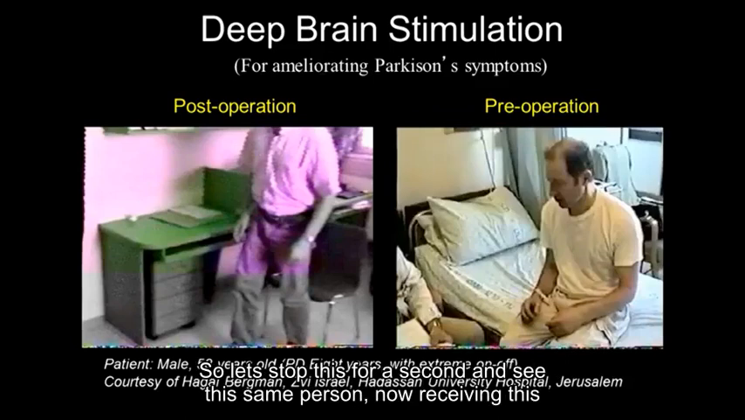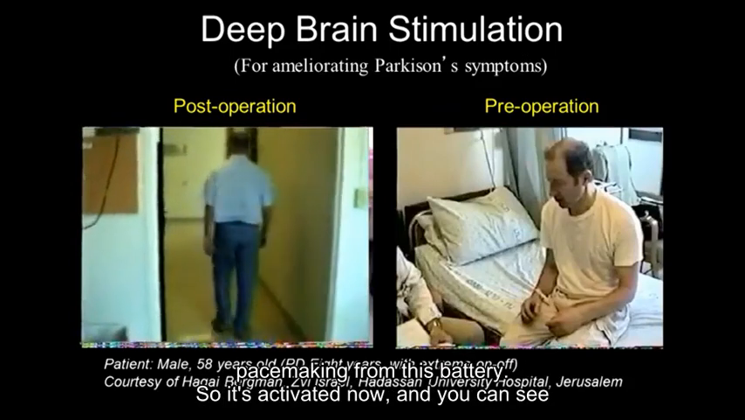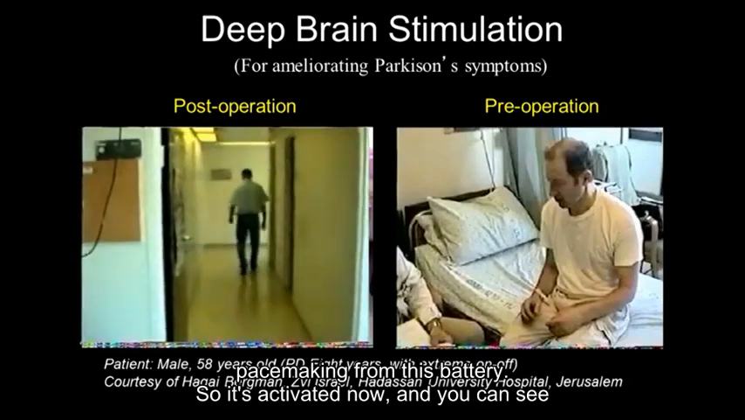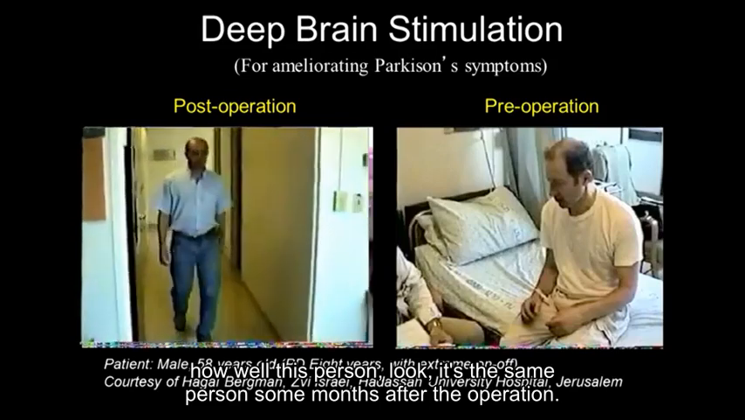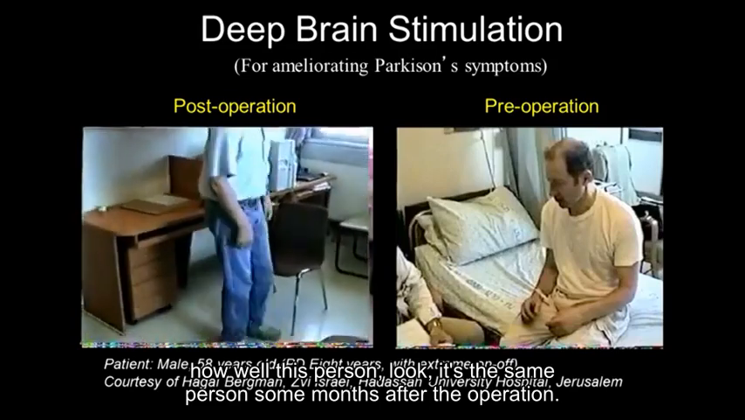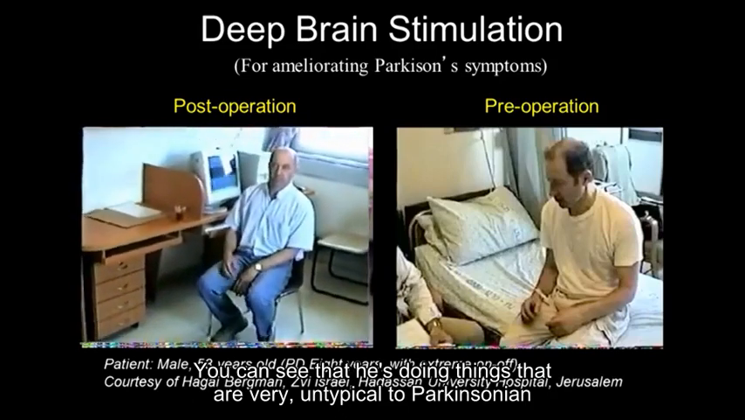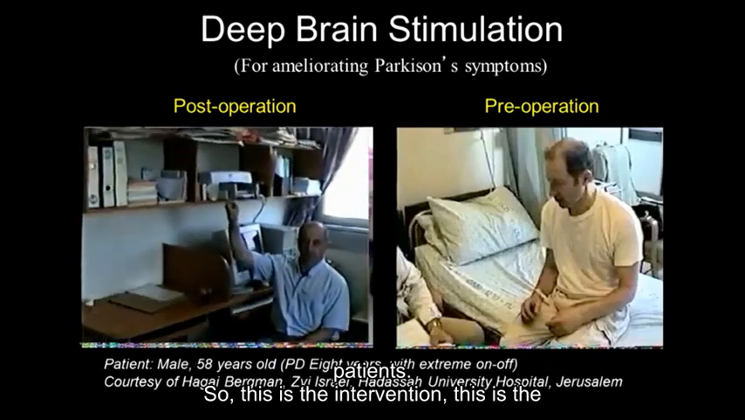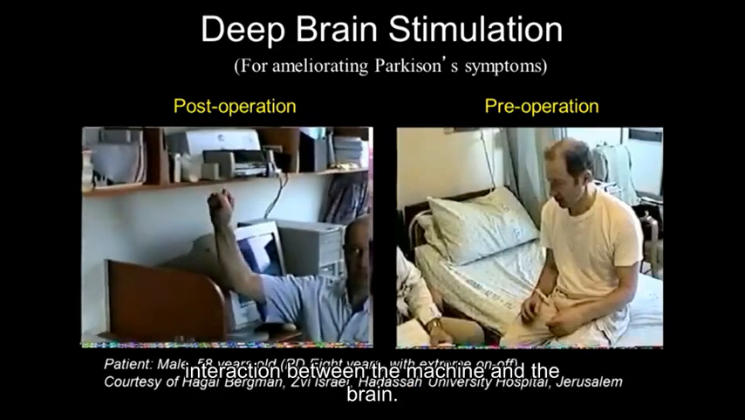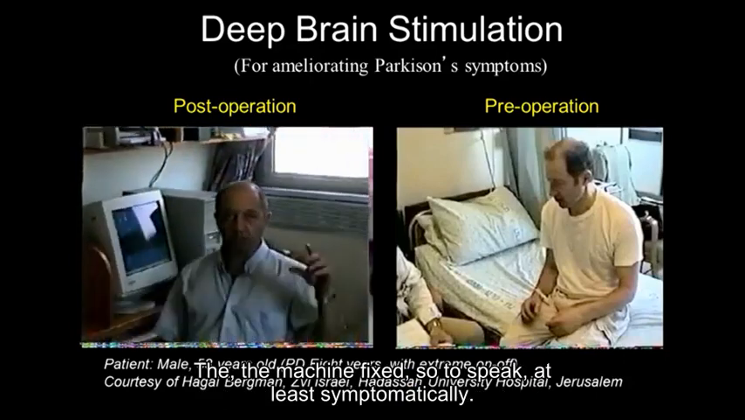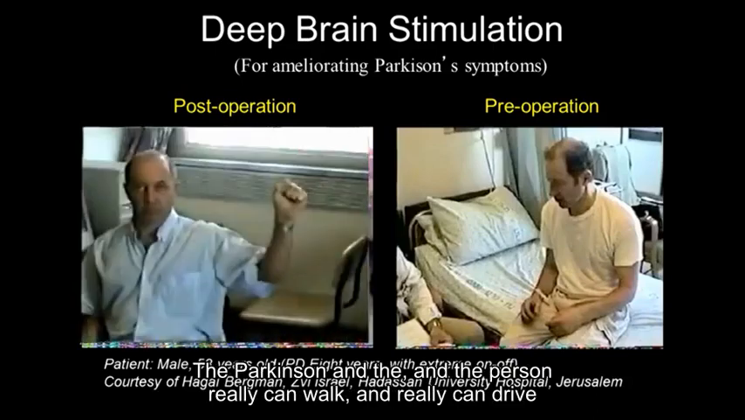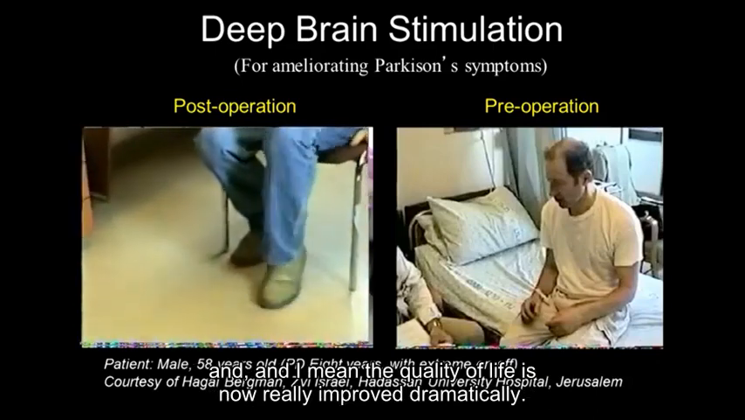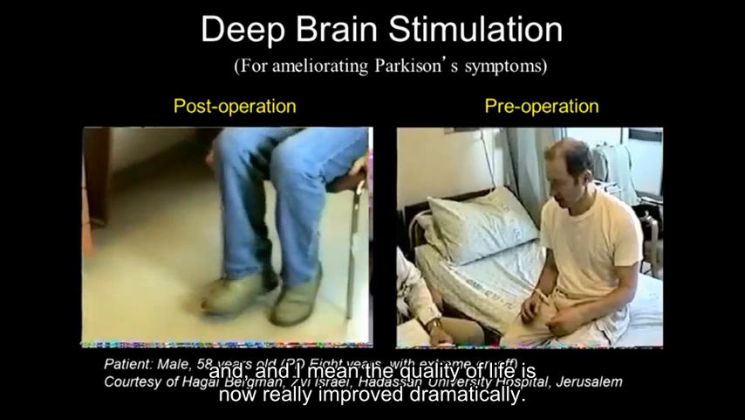So let's stop this for a second and let's see this same person now receiving this pacemaking from this battery. So it is activated now, and you can see how well this person looks. It's the same person. Some months after the operation, you can see that he's doing things that are very untypical to Parkinsonian patients. So this is the intervention, this is the interaction between the machine and the brain. The machine fixed, so to speak, at least symptomatically, the Parkinson's, and the person really can walk and really can drive, and the quality of life is now really improved dramatically.